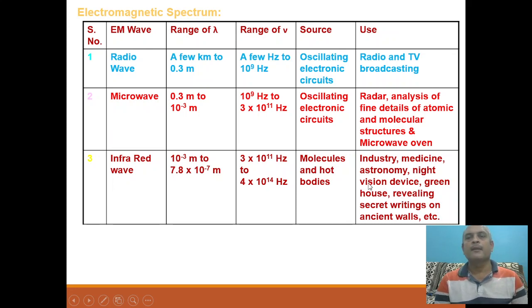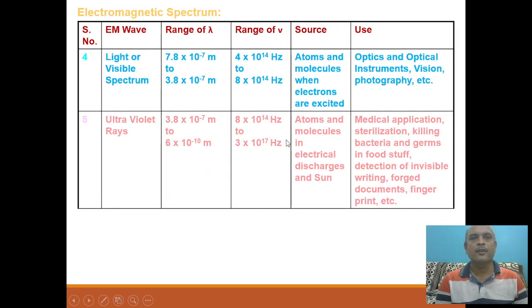Our next component of the EM wave is light, which is the visible spectrum. Its range of wavelength is 7,800 angstrom to 3,800 angstrom. The range of frequencies is 4 into 10 to the 14 hertz to 8 into 10 to the 14 hertz. Visible light is a very small portion of the whole spectrum. What is the source? Atoms and molecules, when the electrons are excited, give us certain frequencies and wavelengths. Uses: optical instruments, vision, photography.